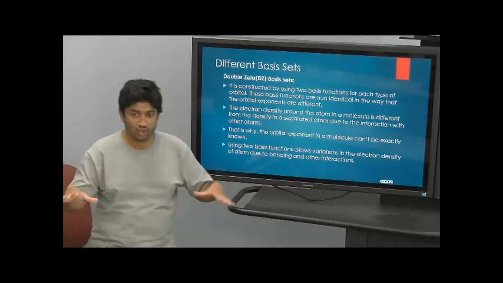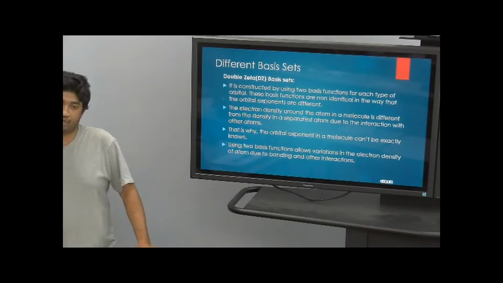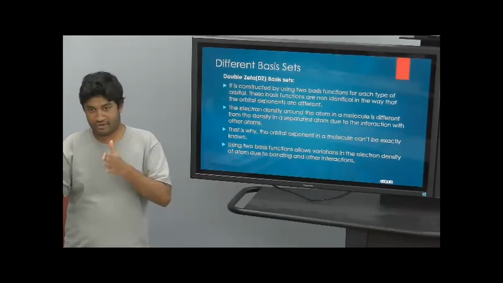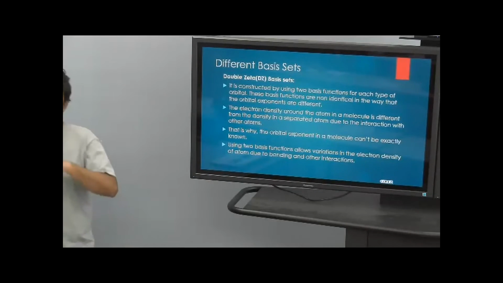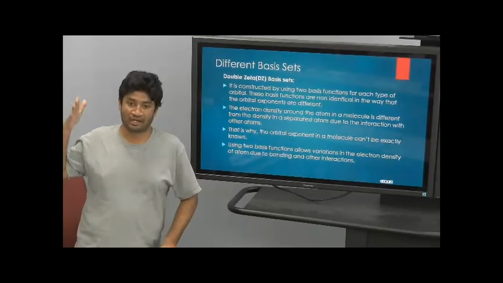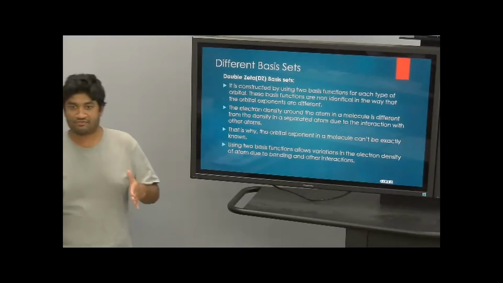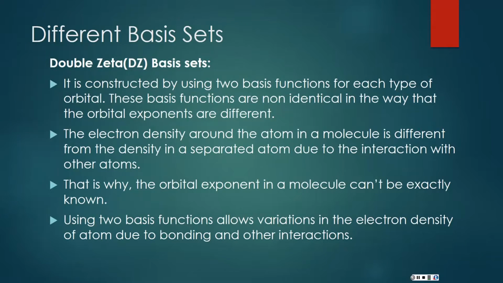So why do we need to use this double zeta or triple zeta basis set instead of the minimal basis set? Because the electron density of an atom in a separated condition and the electron density of an atom in a molecule is not the same due to the interactions of other atoms, and so in a molecule the electron density of an atom can be predicted by the orbital exponent. So if we use more basis functions for that, we can allow the variations for these basis functions.